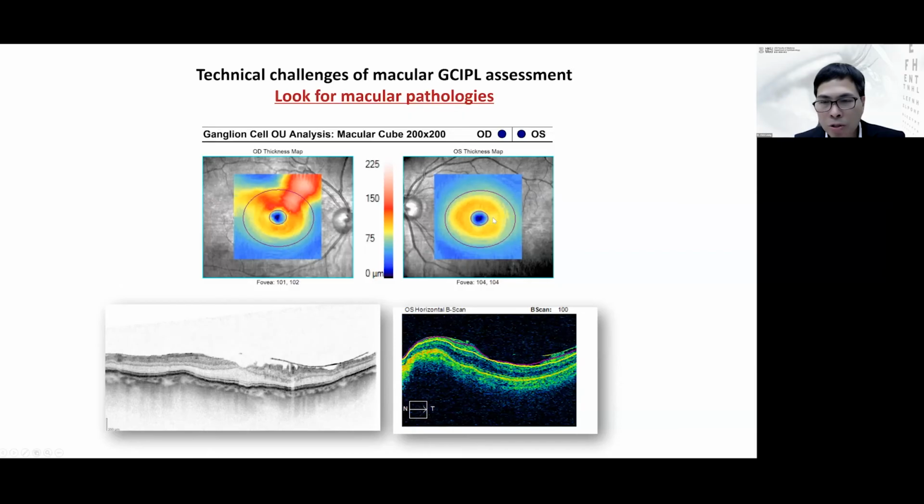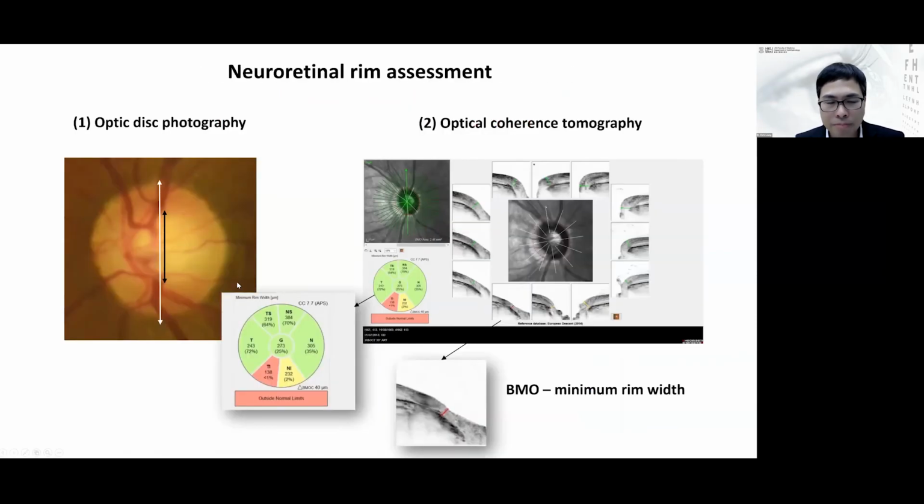The normal distribution of the GCIPL thickness is like a donut shape. The fovea is very thin because it has no ganglion cells, and the thickest ganglion cell layer is around the fovea. We have about 5 to 6 layers of retinal ganglion cells, so we have the highest density of retinal ganglion cells at the macula. That's why we have this donut shape. But when we see a very atypical configuration of the thickness distribution, we always need to study the cross-sectional B scan to exclude, in this case, a case of epiretinal membrane.